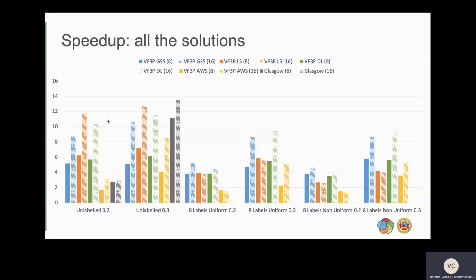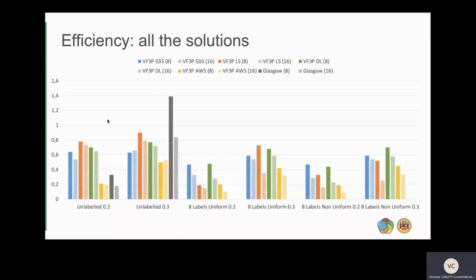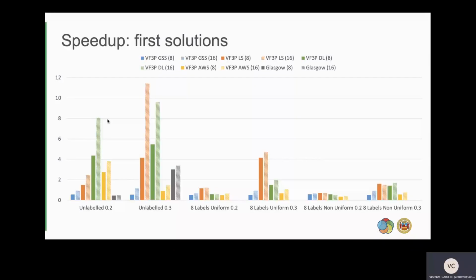In particular, what we can see from the results is that the solutions using the local state stack achieve higher speedup, especially when the number of threads increases. The speedup is quite linear with the number of threads in some cases. And as we can also see, the efficiency achieved is in most cases higher than 60%. This is also true for the first solution.